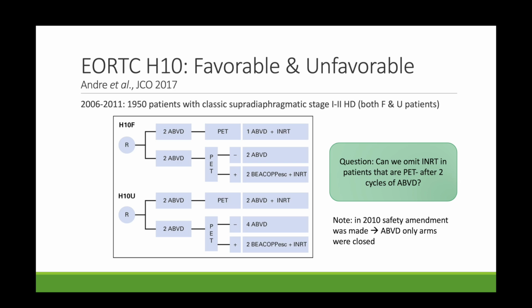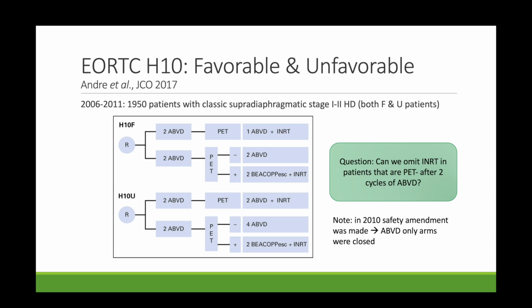We'll talk about unfavorable when we're talking about unfavorable disease. Let's just focus on H10F, which is the favorable arm. They randomized patients to either 2 cycles of ABVD followed by a PET scan, and regardless of the response, they received an additional cycle of ABVD plus INRT, so 3 cycles of ABVD chemo followed by radiation, or they were randomized to 2 cycles of ABVD and then treatment tailored based on the PET response.